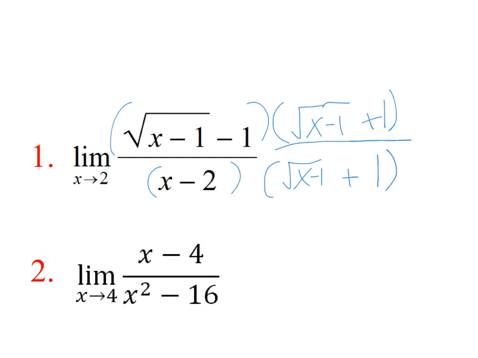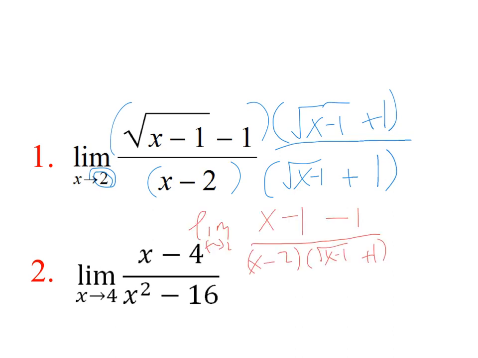So I'm going to multiply the top and bottom by the conjugate of the numerator because of that radical. I want to make sure that the denominator will not have an x minus 2, as I cannot do that since the limit's approaching 2, and that would make the denominator equal 0. So let's see what we get.